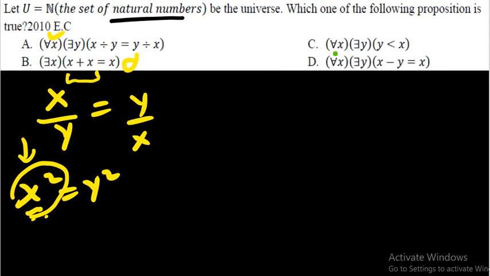Choice C: for every natural number x, there is y such that y is less than x. Remember, x is free. For every x means, what if I take 1 in place of x? Can you find another natural number y which is less than 1? No, it doesn't work. And choice D also, you can check, it's not working. So the answer obviously will be A.